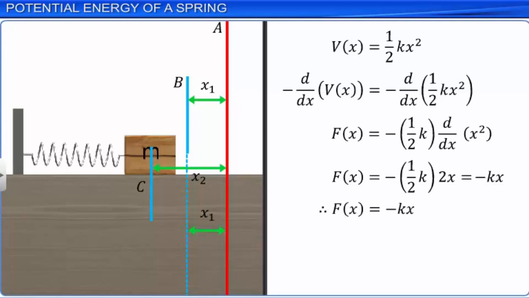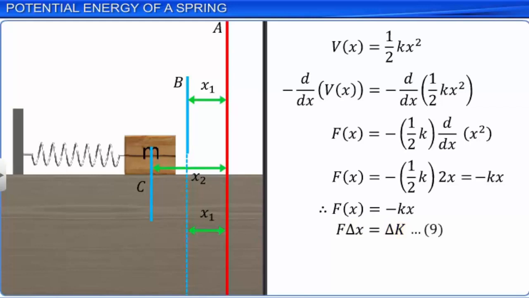According to the work energy theorem, the work done by a net force on an object is equal to the change in its kinetic energy. That is, F delta x is equal to delta K, where F is the net force, delta x is the displacement, and delta K is the change in kinetic energy. Let this be equation 9.